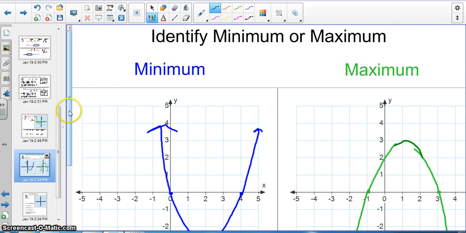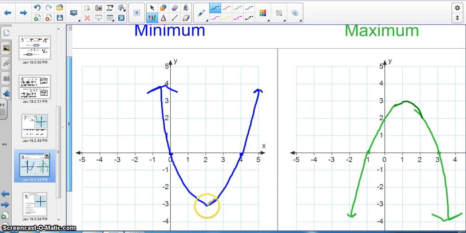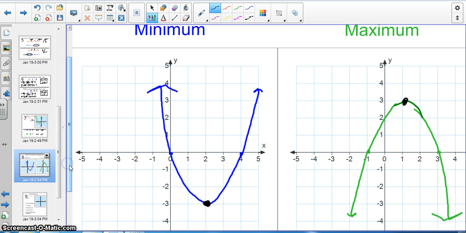This next slide just goes to show minimum and maximum. Remember, minimum is the lowest point. Maximum is the highest point. Okay? Your vertex is the highest point for a maximum. For a minimum, your vertex is the lowest point that it could be.